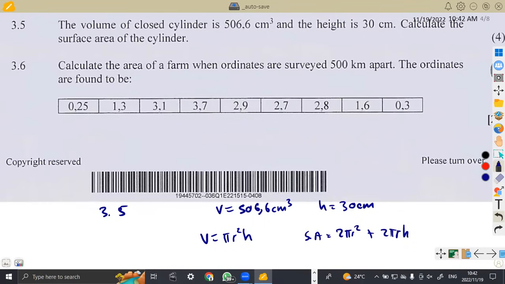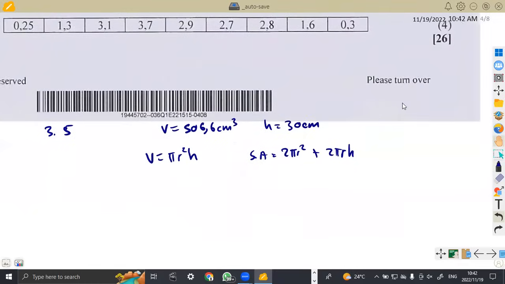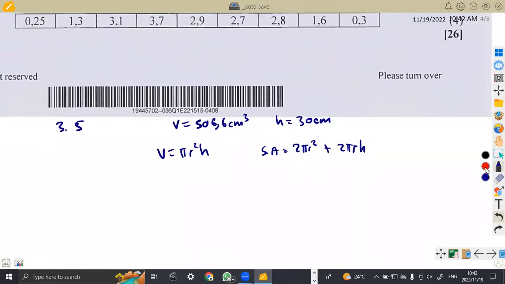Okay, so everything is there, but on the surface area, because the question is asking you to calculate the surface area, we do not have the radius here. So that means from the volume, we were supposed to calculate the radius. Since we have the volume here, we can substitute the volume.